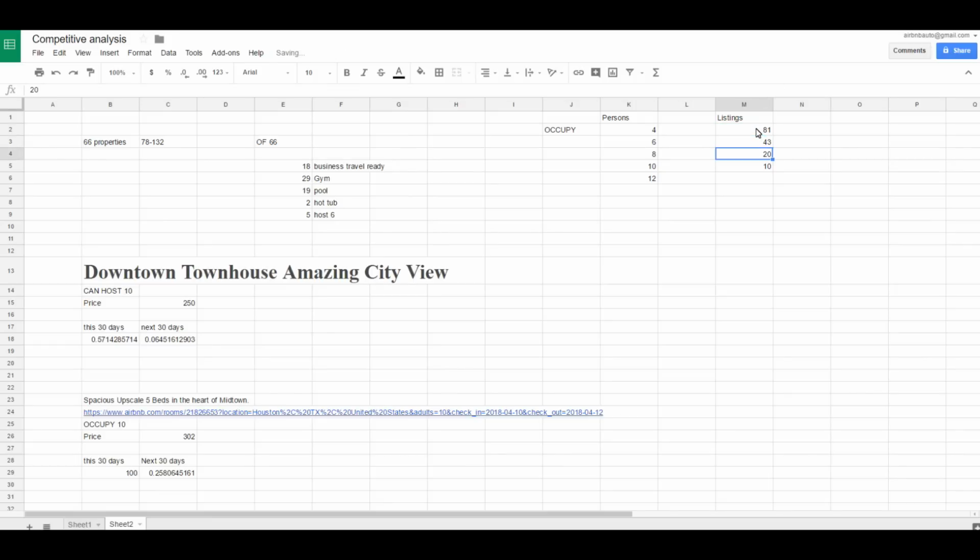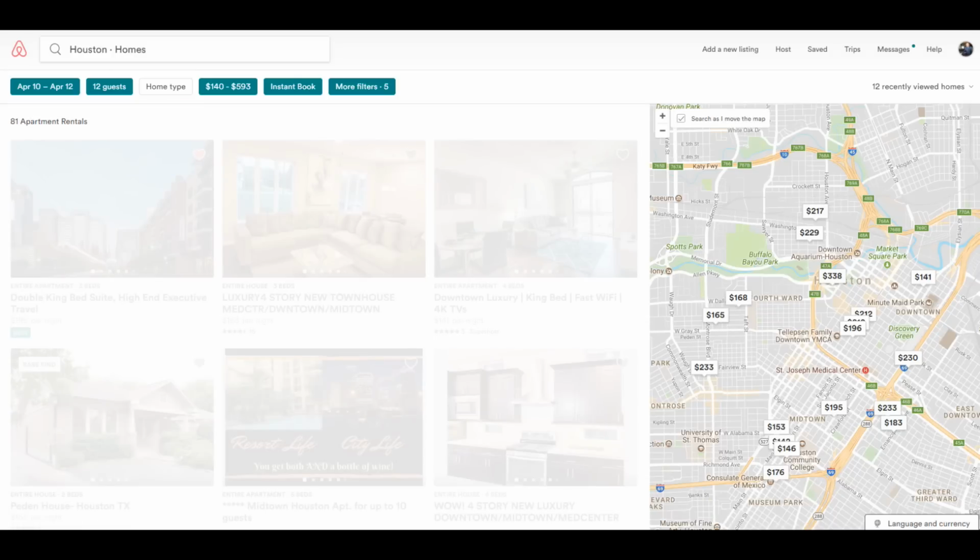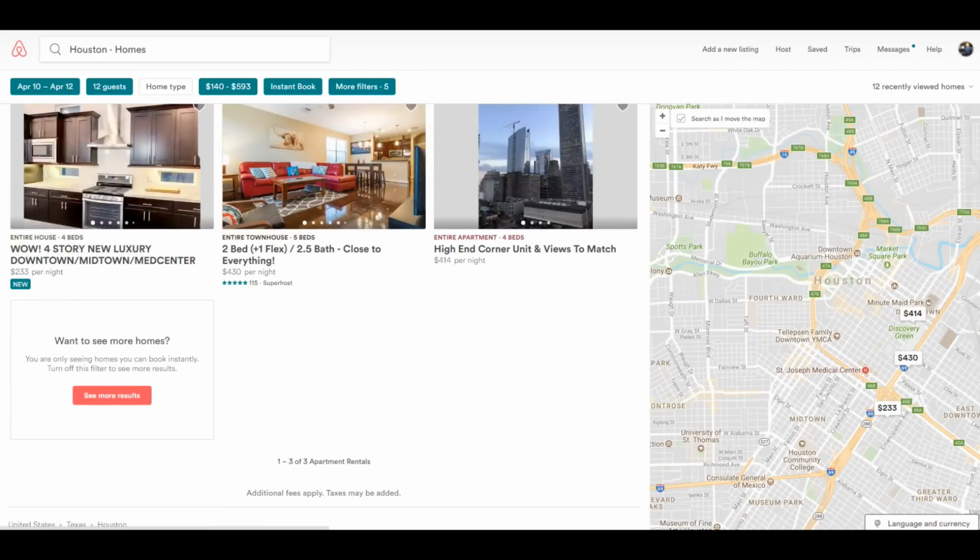So let's go to 12. There are 3. Only 3 places. So right now, there's only 3 places at this price point that can occupy 12 people or more. And look, one is 430, one's 414, and the low ball is 233. That's outstanding.